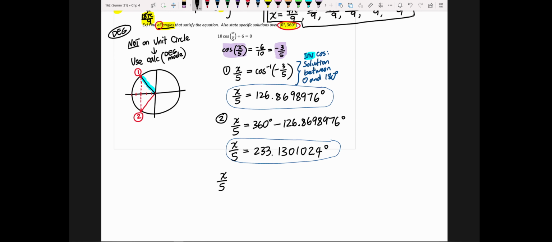So step 3, we're going to add period times k to each solution. So the period of our parent function cosine is 2 pi or 360 degrees. So add 360 degrees times k. If you put here plus 2 pi k, it would be wrong because we're in degrees, not radians. So we need to shift gears when we're in degrees versus radians. Okay, so there's the 3 steps to solve for the input. Miguel, what is our 4th step to solve for x? What do we need to do to both sides?